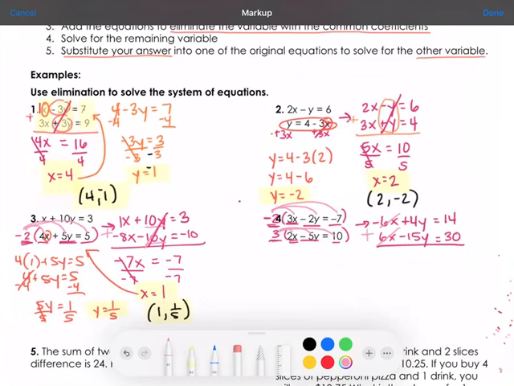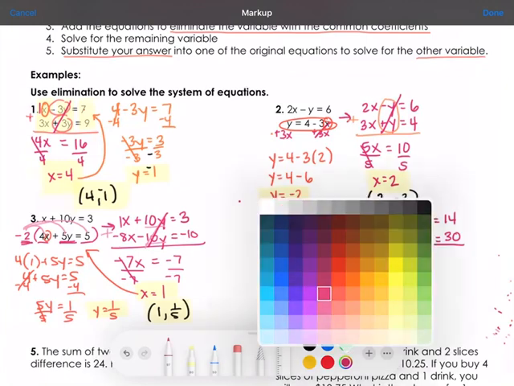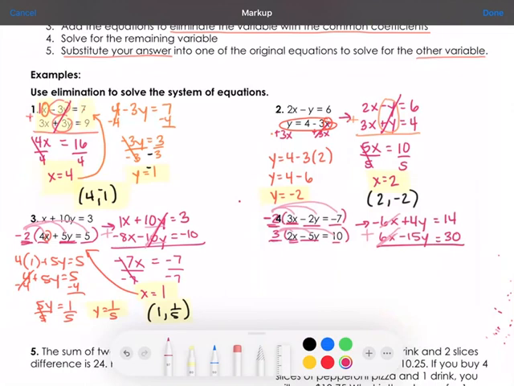So now I'm going to add these equations together. These cancel and give me 0. 4 minus 15 is going to be a negative 11y equals, and then I have 14 plus 30, which is 44. Divide both sides by negative 11, and y equals negative 4.